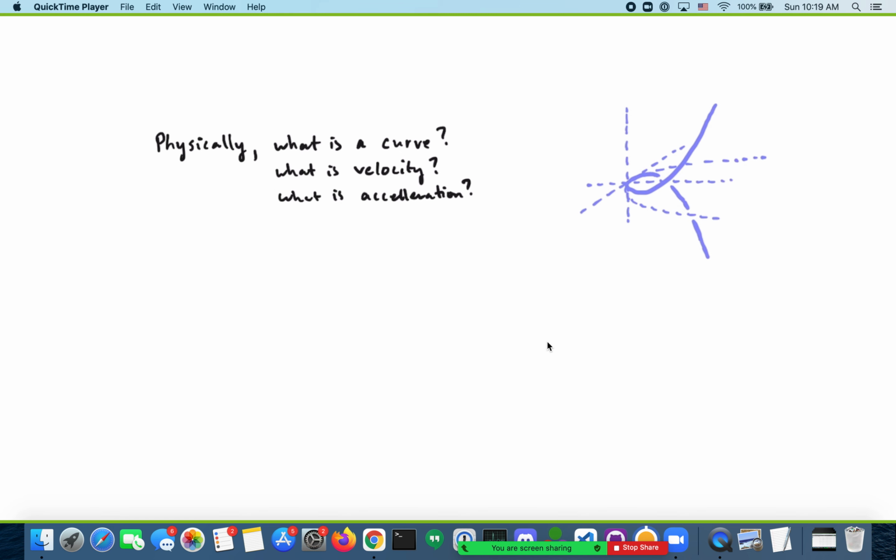Okay, hello everybody. So, first question. Physically, what is a curve? What is velocity? What is acceleration? Okay, so what is a curve? So a curve is like that.